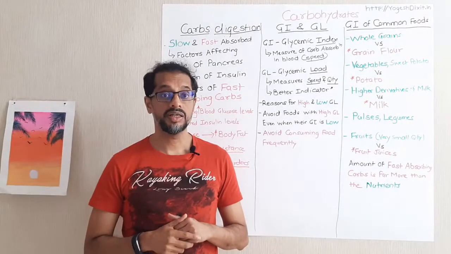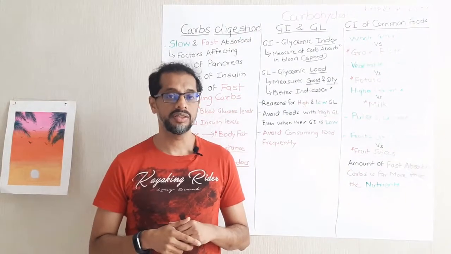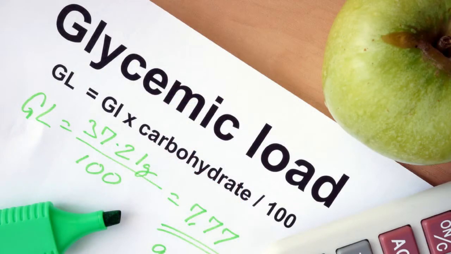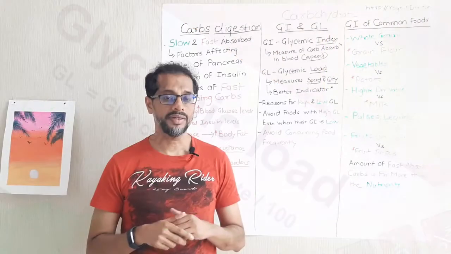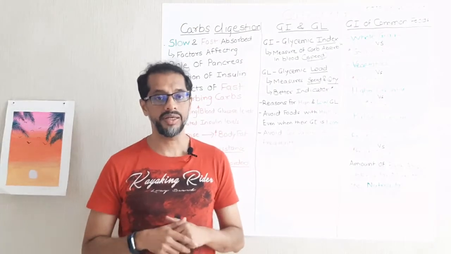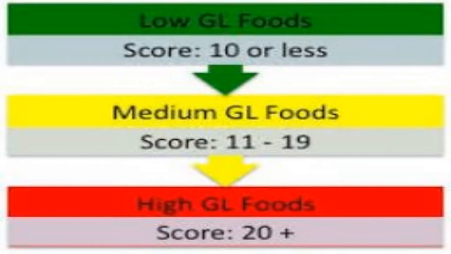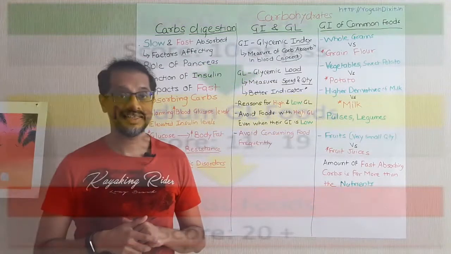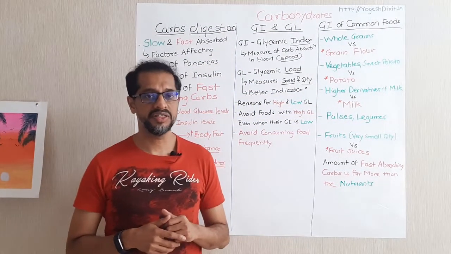So the GL, or the glycemic load, is a measure of the rate at which the carbs are absorbed multiplied by the quantity of the same carbs which is consumed, and it is measured on a scale of 1 to 20. Less than or equal to 10 is basically a low GL food. Between 11 and 19 is considered to be a medium GL, and anything greater than 20 is considered to be a very high GL. So let's come to the most interesting aspect of our discussion today.